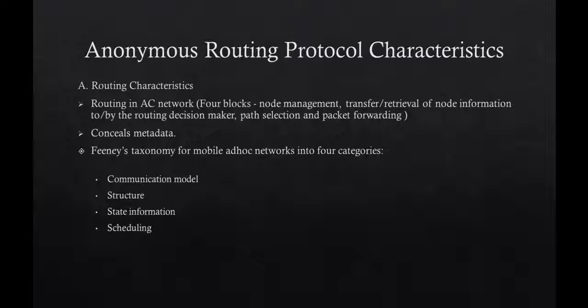The famous taxonomy has four categories. The communication model, which describes whether it's single channel or multi-channel. Structure describes whether or not nodes are treated equally. State information describes where the topology information is maintained. And scheduling describes whether the information about the routes is maintained at the source or is instead computed on demand.